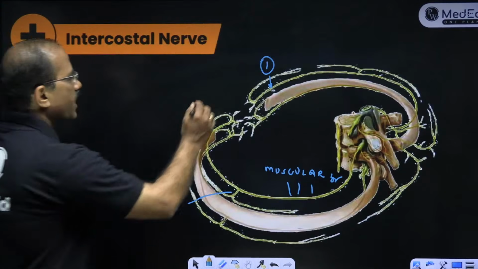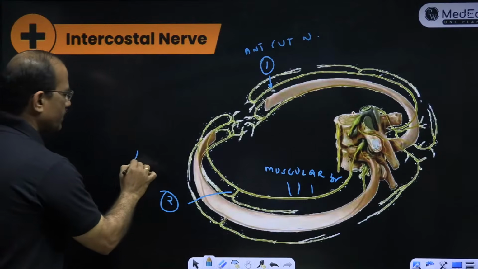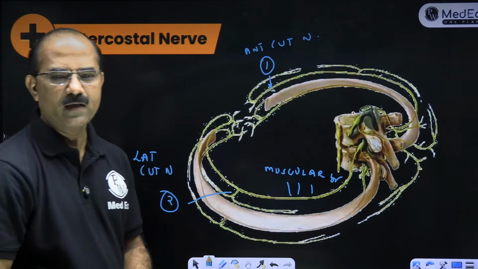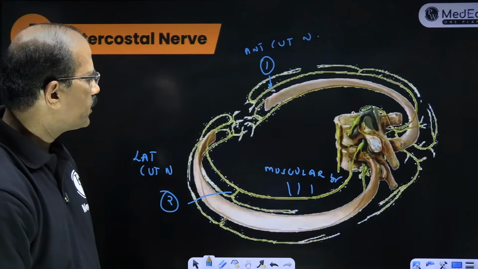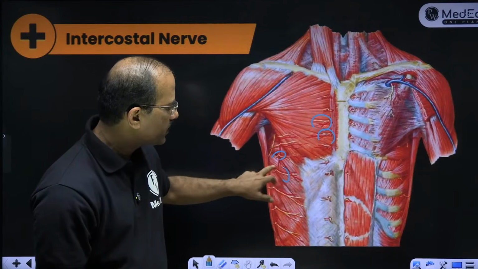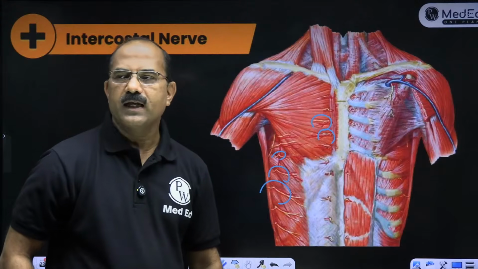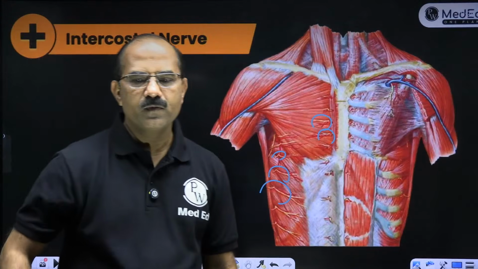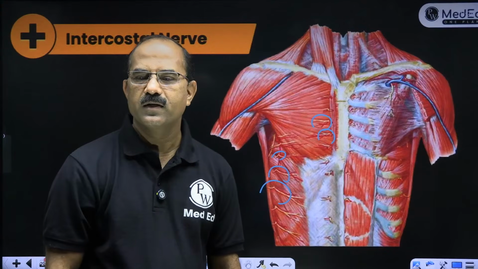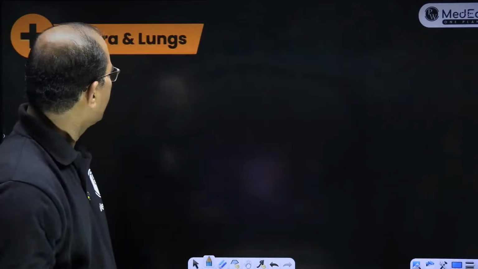This is known as the anterior cutaneous nerve, and this is known as the lateral cutaneous nerve. ठीक है? Branches to the pleura is fine. But main branches क्या है? These are anterior cutaneous nerves. These are lateral cutaneous branches. बस ये याद रखना. For typical and atypical intercostal nerves, याद रखना. This comes in MCQs. Fine. Yes, Muskan. Very good.